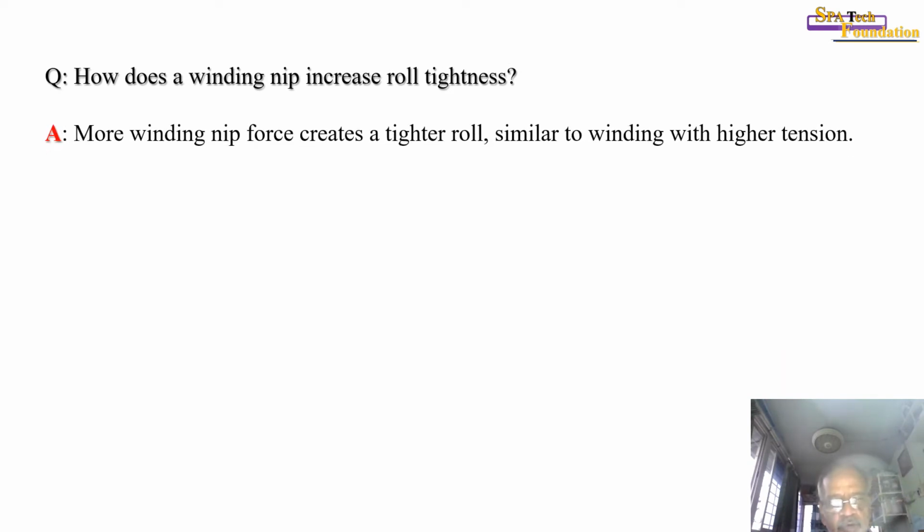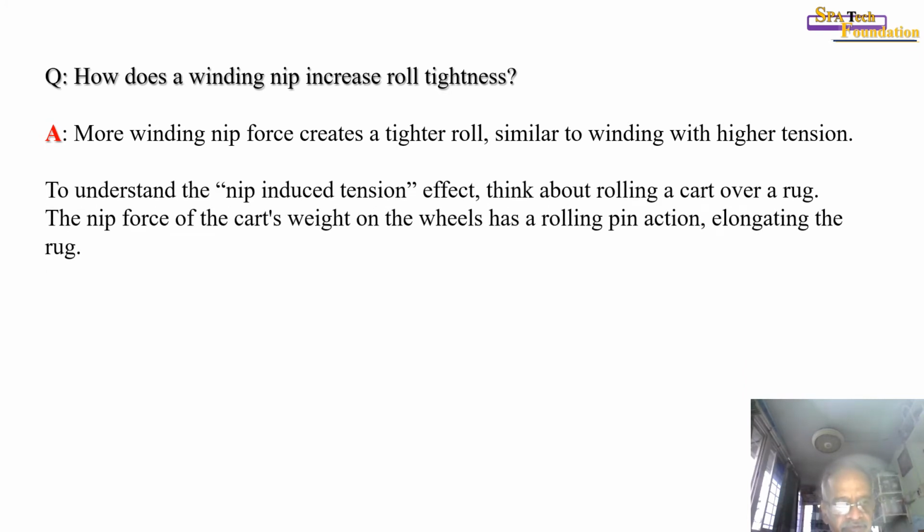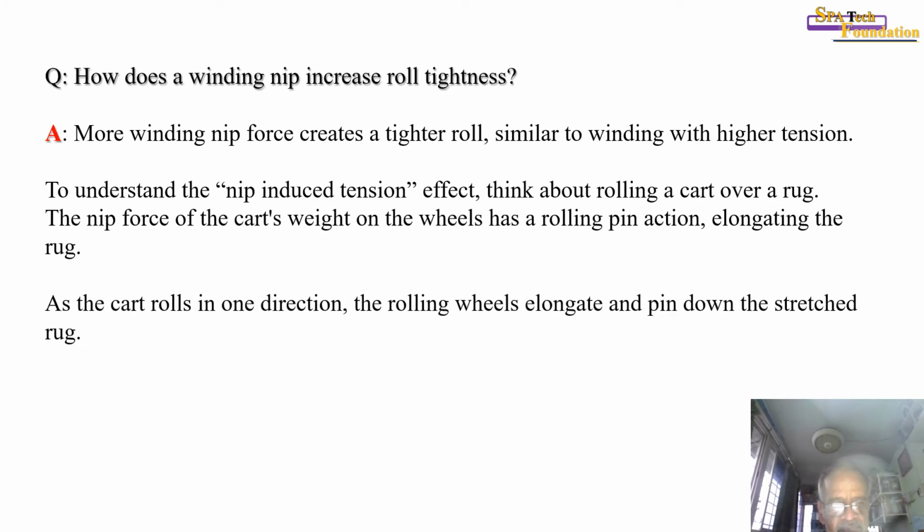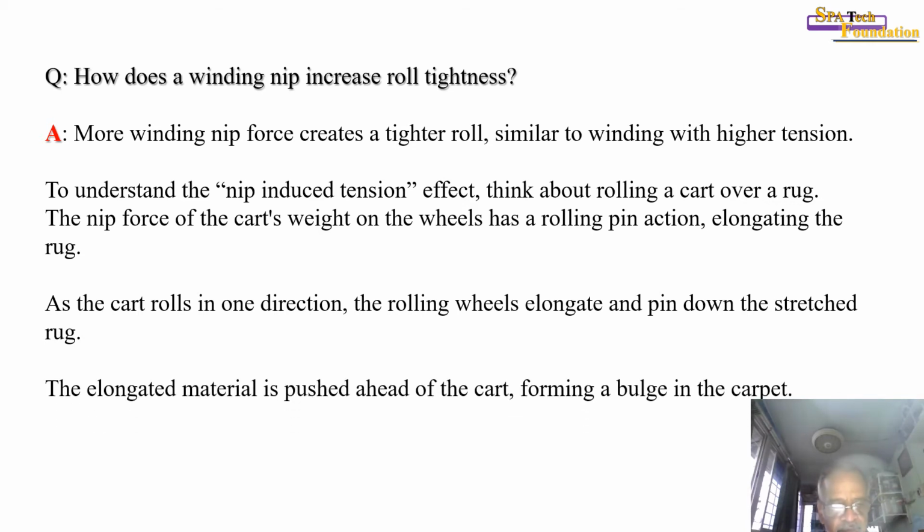How does a winding nip increase roll tightness? More winding nip force creates a tighter roll, similar to winding with higher tension. To understand the nip-induced tension effect, think about rolling a cart on a rug. The nip force of the cart's weight on the wheels has a rolling pin action, elongating the rug. As the cart rolls in one direction, the rolling wheels elongate and pin down the stretched rug. The elongated material is pushed ahead of the cart, forming a bulge in the carpet.